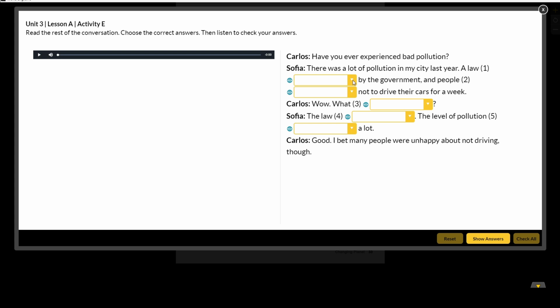The first blank space, you have a choice of past, was past. The second blank space, you have a choice of told, were told. The third blank space, happened, was happened. The fourth blank space, worked, was worked. And the fifth and final blank space, reduced, was reduced.